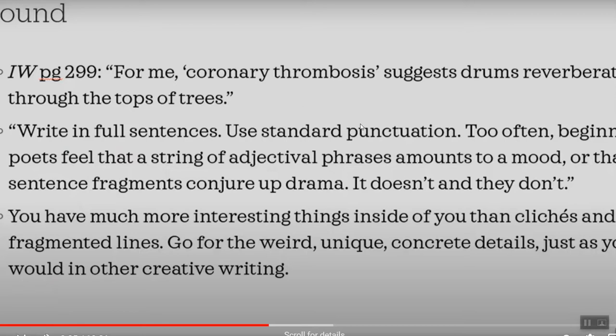This is a great way to wrap both those things up. You have much more interesting things inside of you than cliches and fragmented lines. Go for the weird, unique, concrete details just as you would in other creative writing. So please, we're going to talk about cliches in just a second, but be as weird and unique as you can.